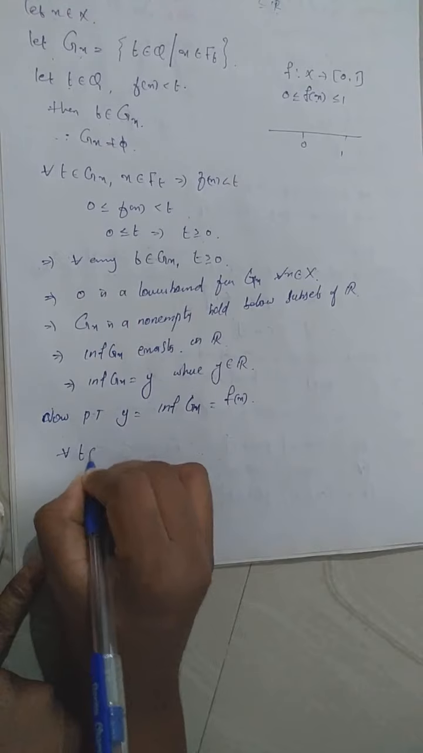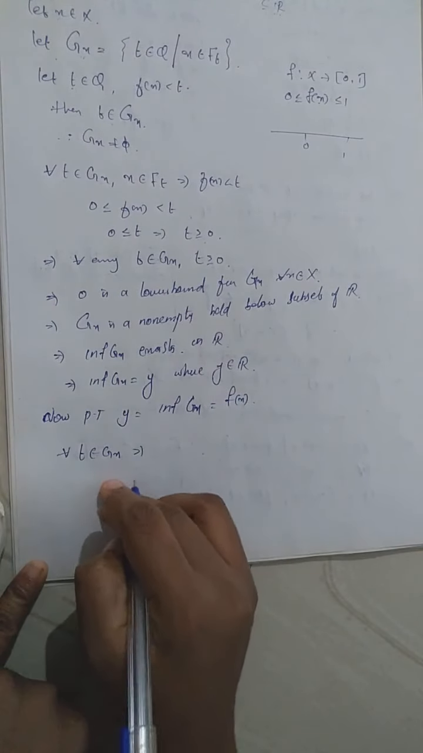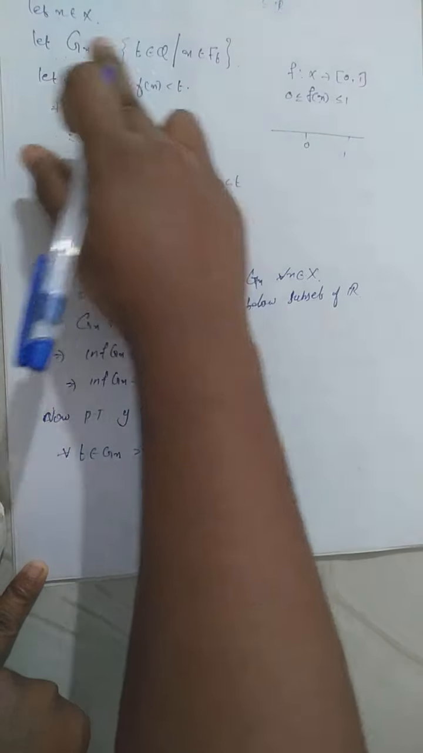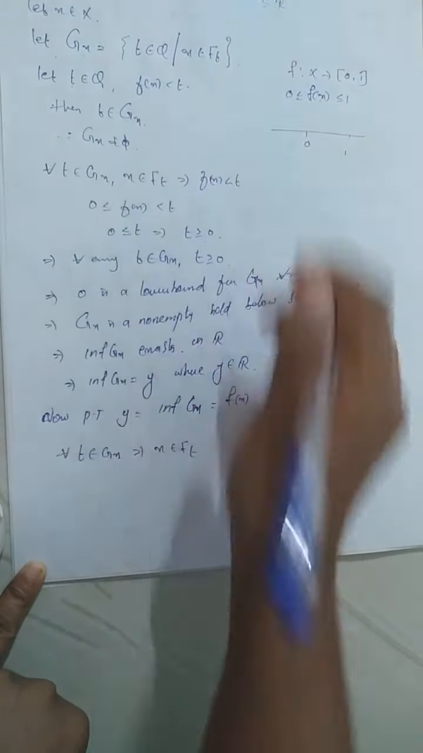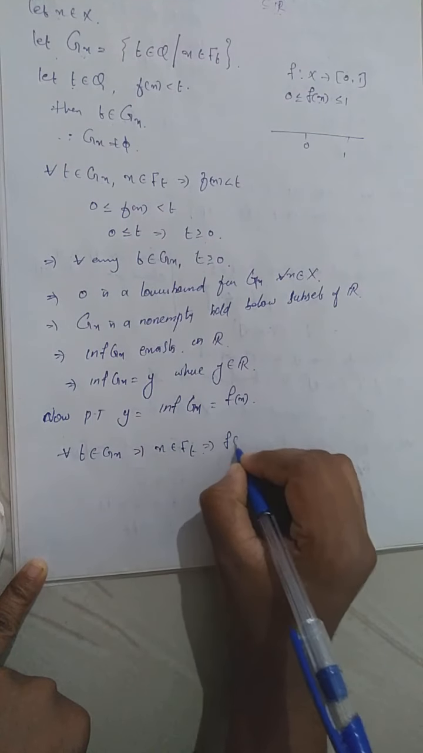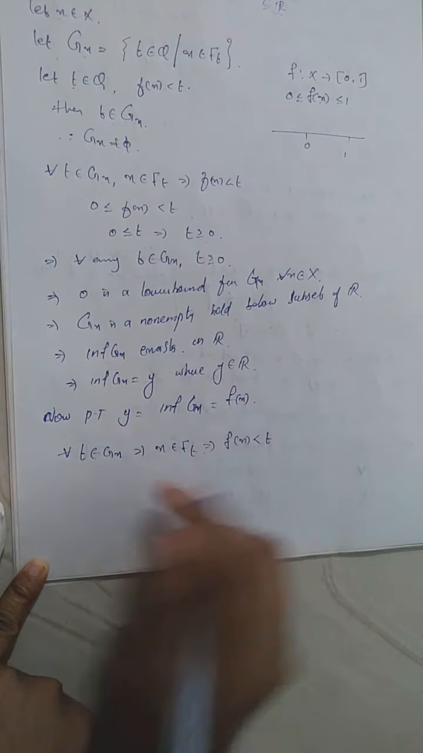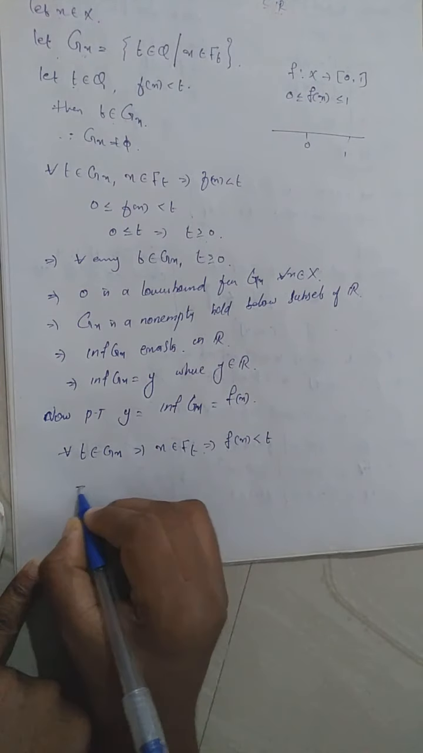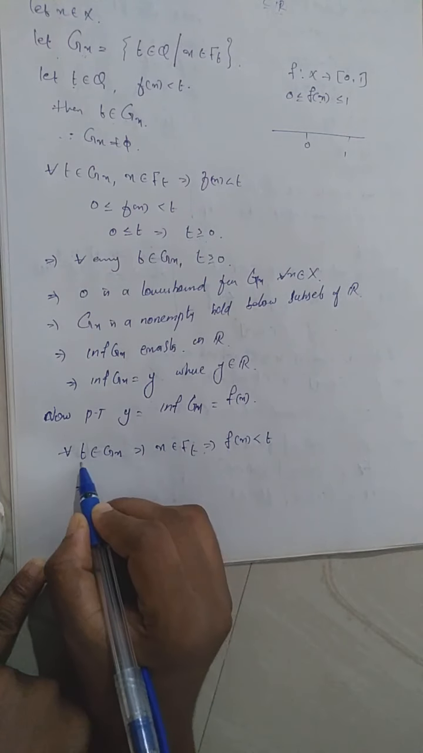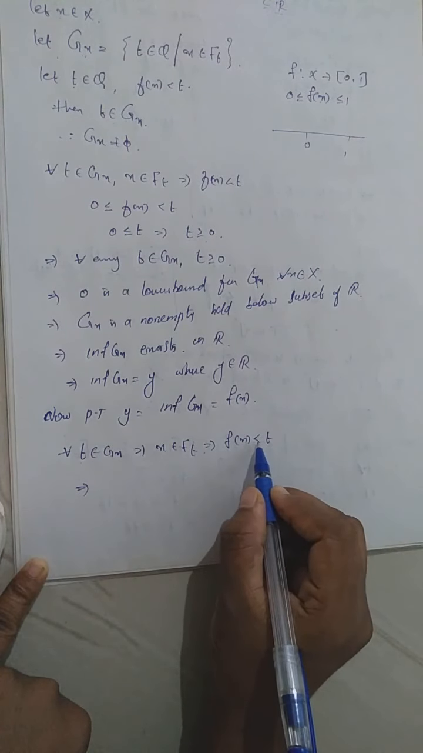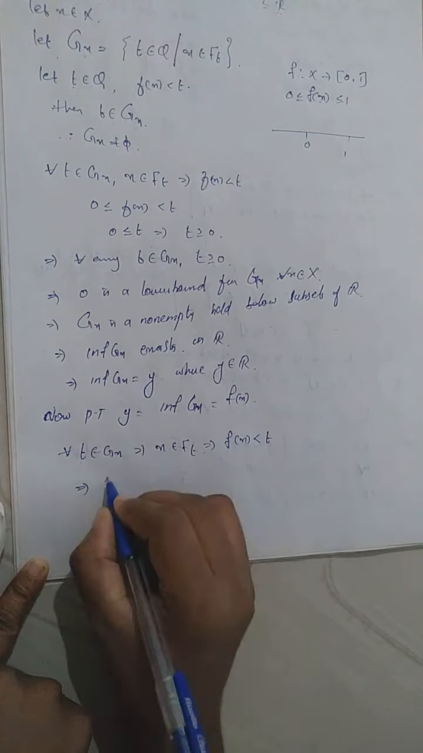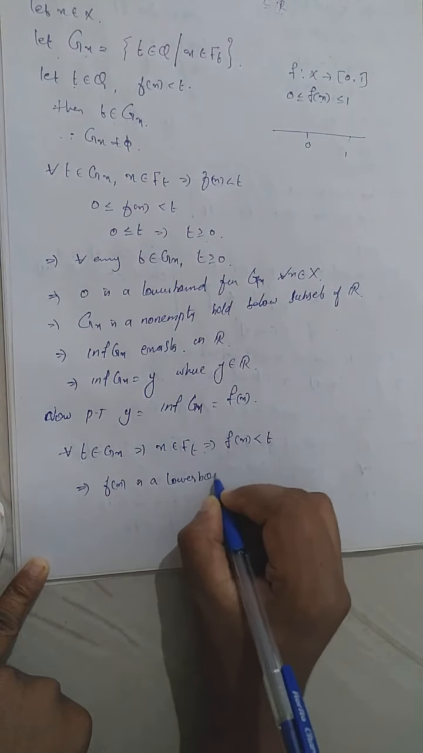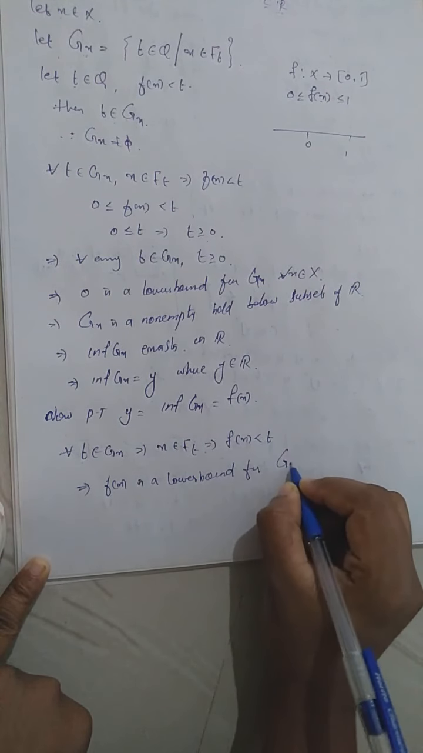Now, for every t in gx, when t belongs to gx, what will happen? x will belong to ft, right? When t belongs to gx, then the corresponding x will belong to ft. When x belongs to ft, by definition, f of x will be less than t, right? For every t in gx, f of x is less than t, okay? So whichever t we take in gx, it is greater than f of x, that is what it means. Which means f of x is a lower bound, right? f of x is a lower bound for gx.